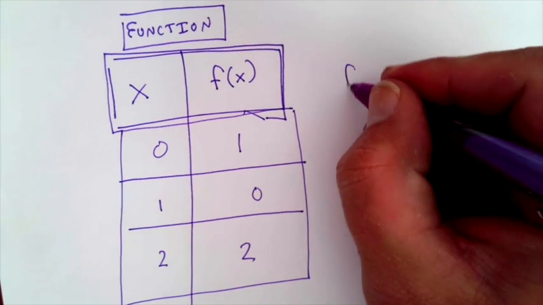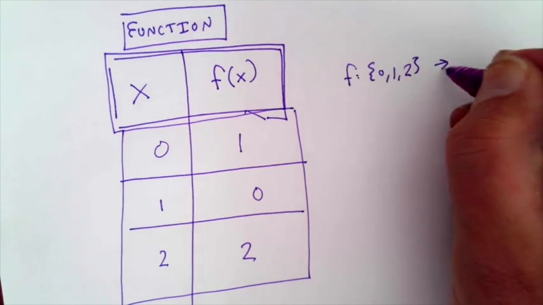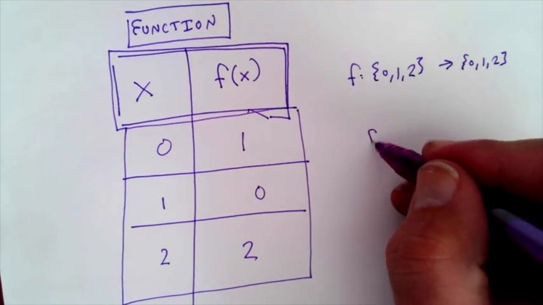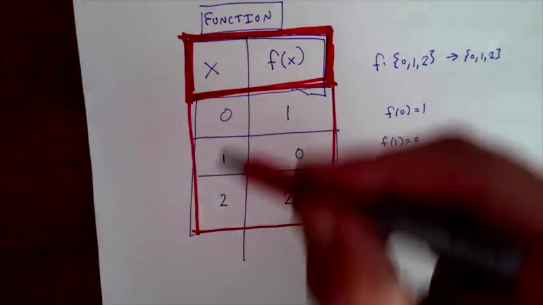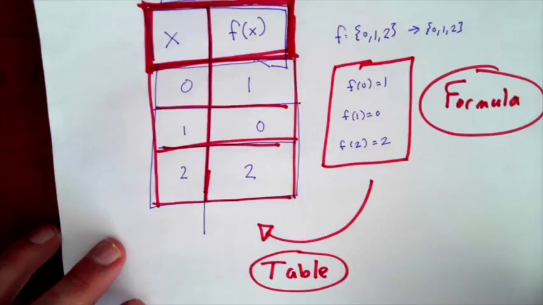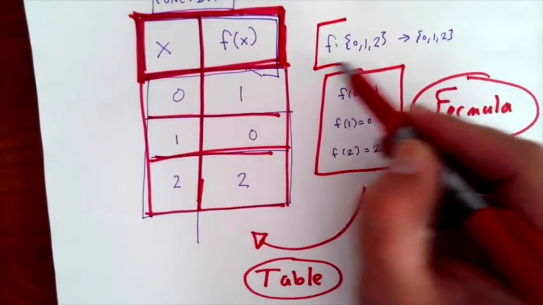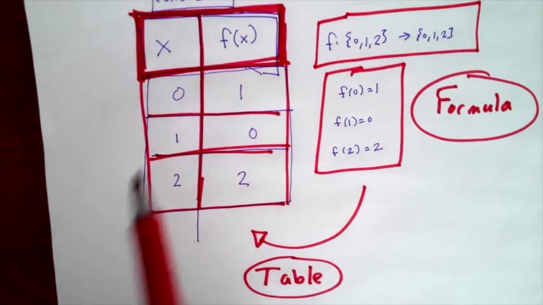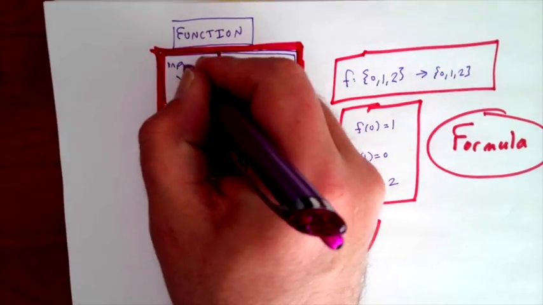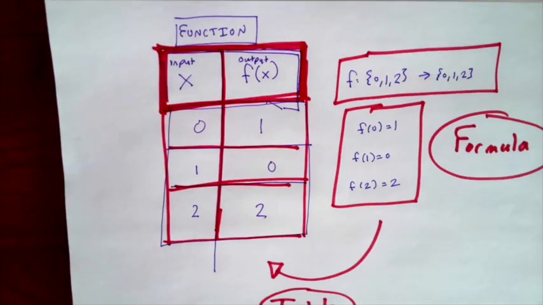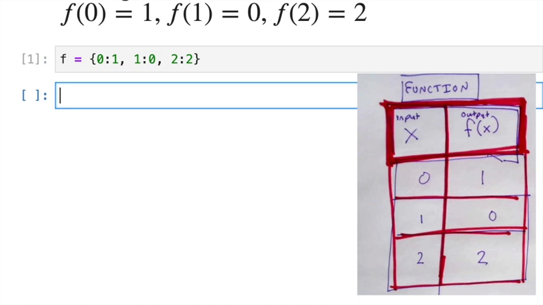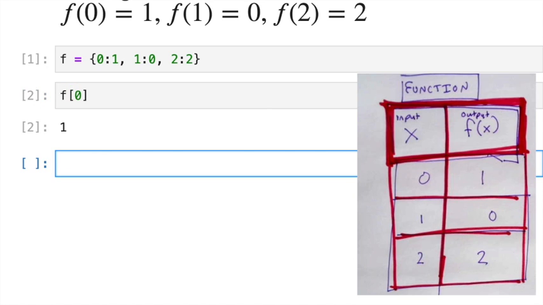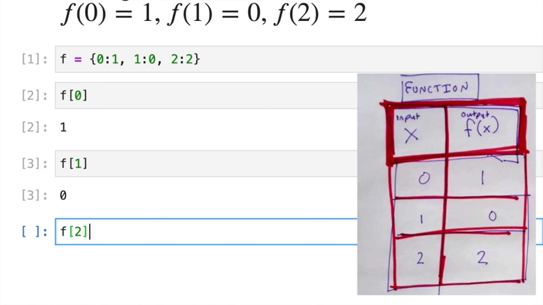So if I want to represent this function f from {0, 1, 2} to {0, 1, 2}, given by f(0) = 1, f(1) = 0, f(2) = 2, one way would be as this table. So I have the formula that tells me what happens at each point. And then I also have a table representation where the input is on the left and the corresponding output is on the right. Then to take that function and put it in the computer, I can represent it as a dictionary with curly braces: 0:1, 1:0, 2:2, close curly braces.